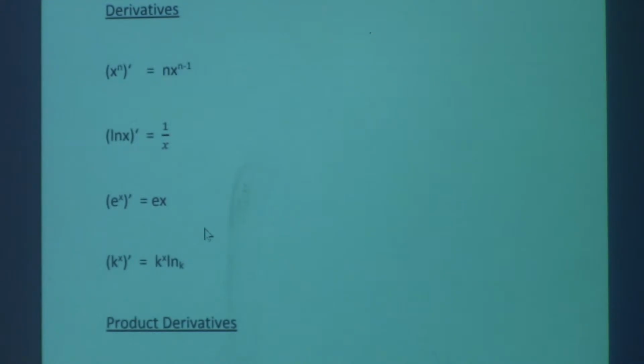We don't have to worry about sines and cosines and tangents and cosecants and all that kind of stuff. We don't care about that. But we do care about polynomials. And polynomials are fun because they're easy to use calculus on.